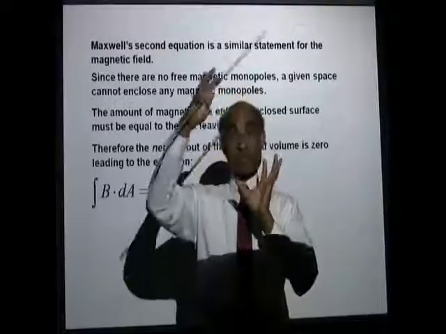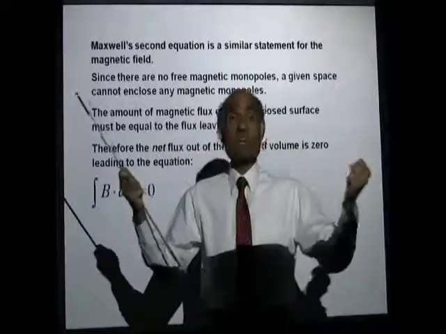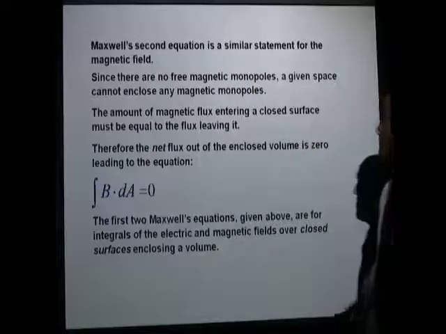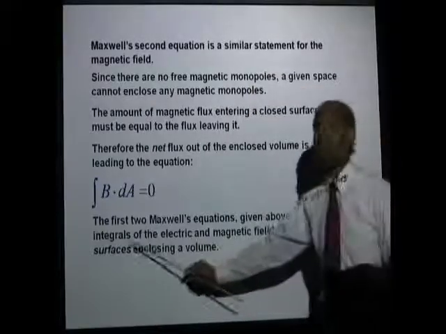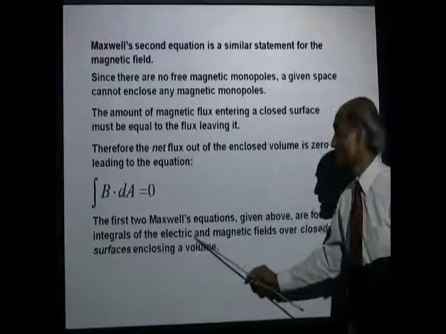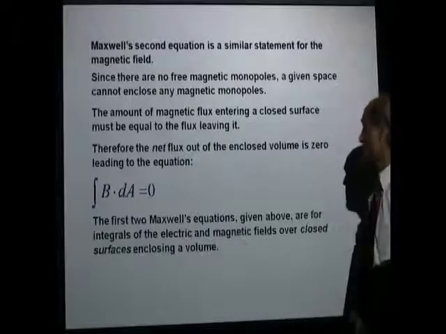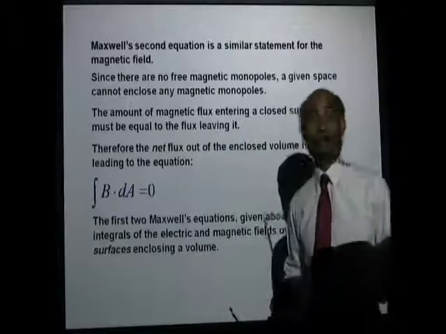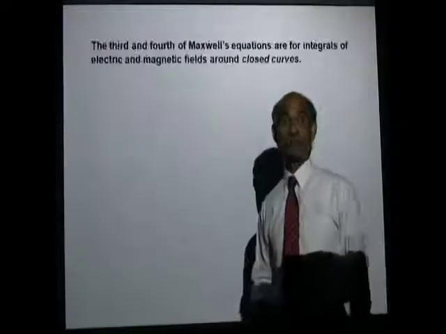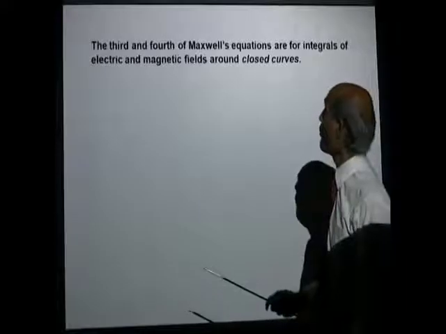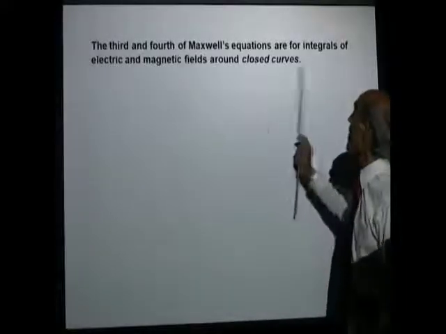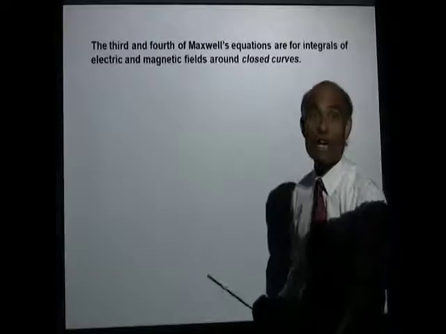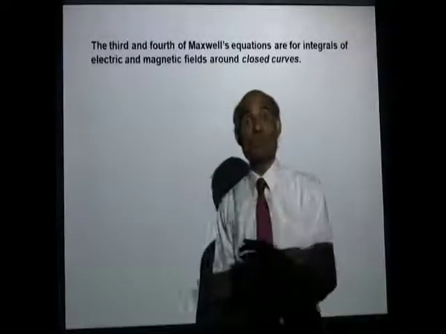In other words, the total flux that leaves a surface. Now the first two Maxwell's equations given above are for integrals of the electric and magnetic fields over closed surfaces enclosing a volume. That we just talked about. The third and fourth Maxwell's equations are for integrals of electric and magnetic fields around a closed curve.